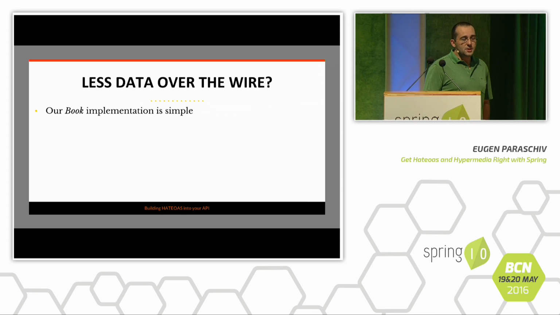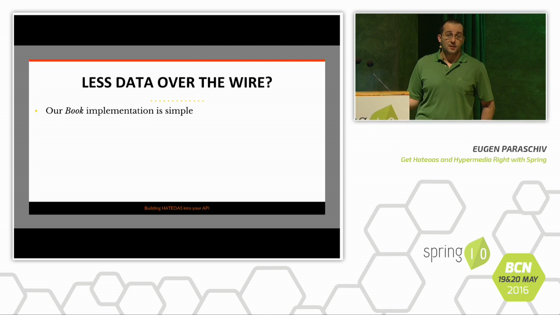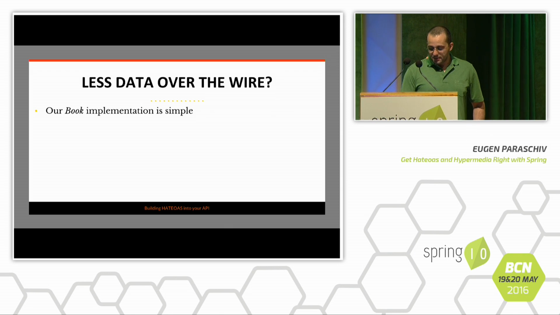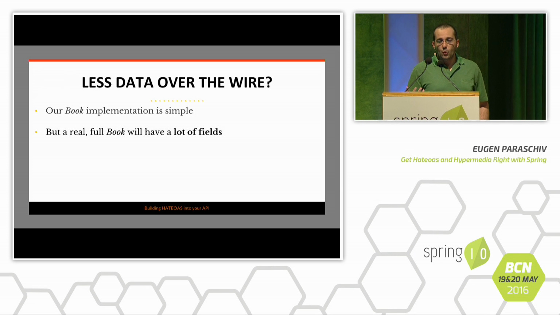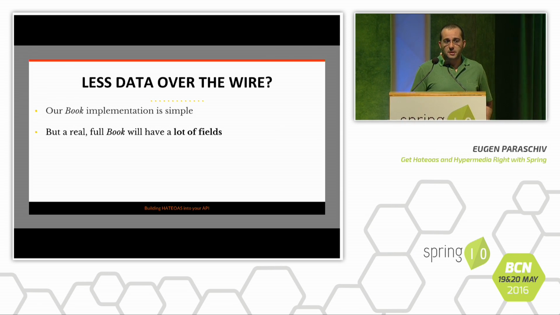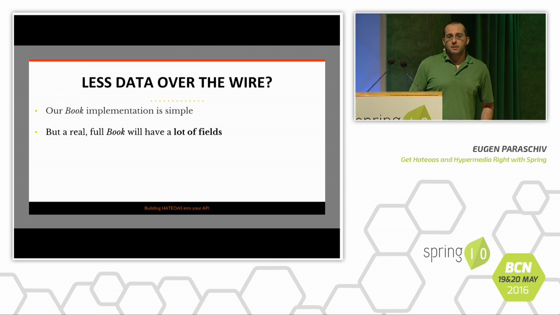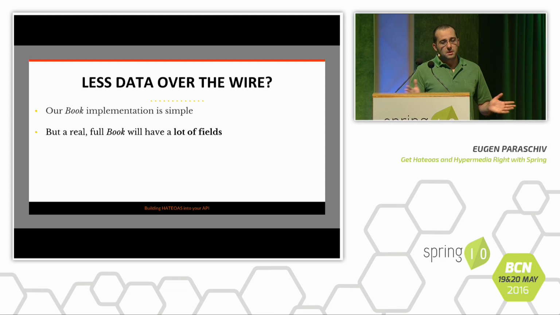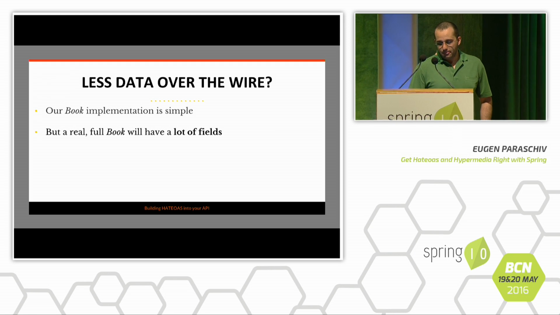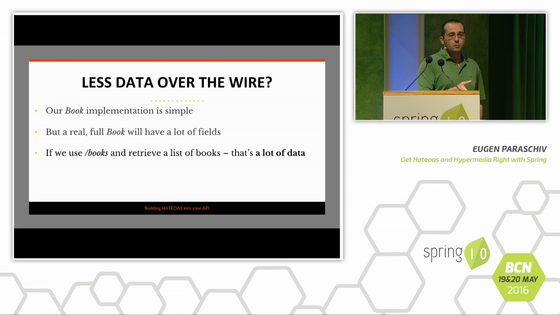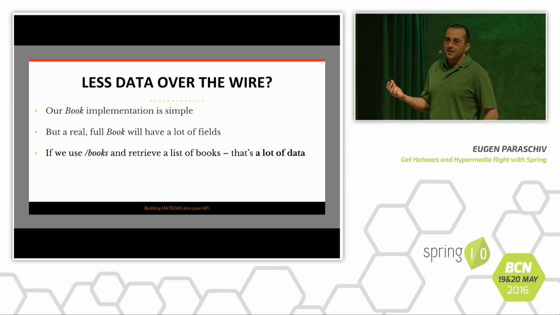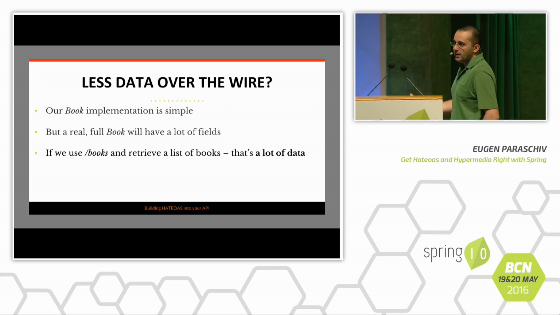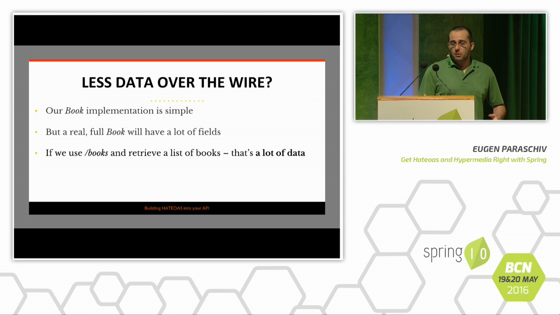So our book implementation is relatively simple, right? We have 5 fields in it, not a lot. The problem is a real book implementation has a lot of fields. I was looking at what that looks like when I was preparing the material, and the real book information has about 40-something fields. So that's pretty large. And if we don't get a single book but we get all books, well, that's going to be a huge JSON. That's going to be a huge payload. If you do that with a mobile client, that's even worse.